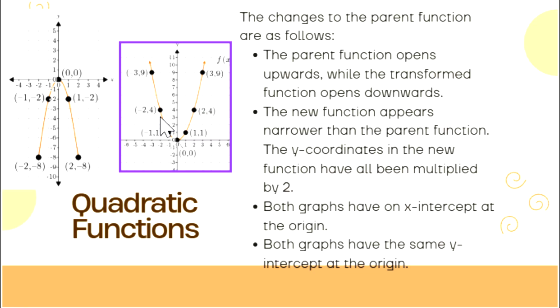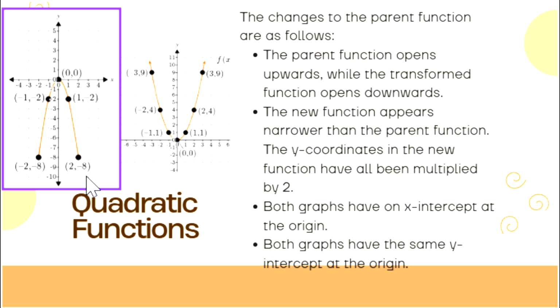If we look at this point, say 2, 4, we know if we multiply 4 by 2, we're going to get 8, okay? So all of these numbers are getting multiplied. Now the fact that it's positive and negative is because it's been flipped upside down, so don't let that upset you too much. Graphs have an x-intercept at the origin. Both graphs have the same y-intercept at the origin.